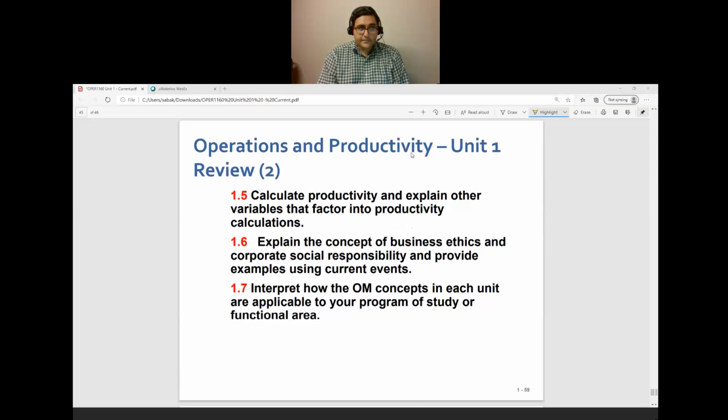And we discussed a little bit on the role of ethics and CSR, corporate social responsibility. This 1.7 is something which we'll try to use in our lecture. We'll try to see how some of these concepts can be used in your own program or in your own functional area.